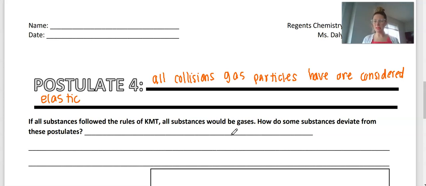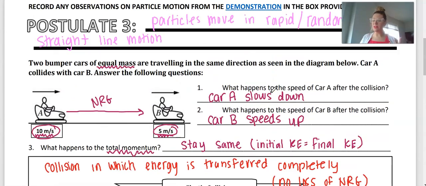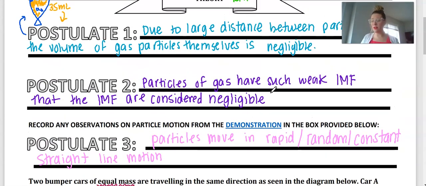How do some substances deviate from these postulates? In which ways do you think that these postulates are not true? A lot of what we already know, we can go back and apply our knowledge to these postulates. So essentially, which of these postulates can we prove incorrect? First and foremost, let's start with postulate 1. Due to the large distance between the particles, the volume of gas particles is negligible.